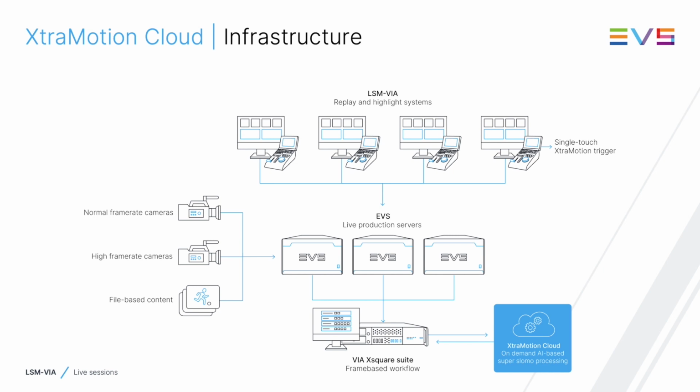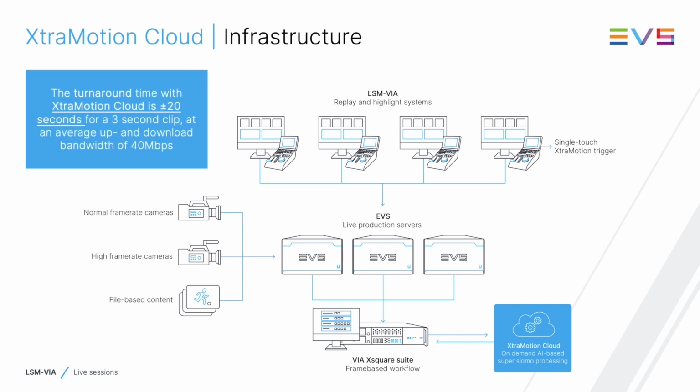So here we see the Xtramotion cloud infrastructure. It's an on-demand AI-based super slow motion processing system. The turnaround time with Xtramotion Cloud is around 20 seconds for a 3-second clip at an average up and download bandwidth of 40 megabytes per second.